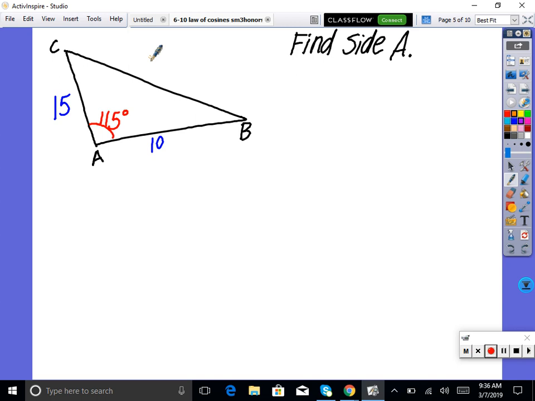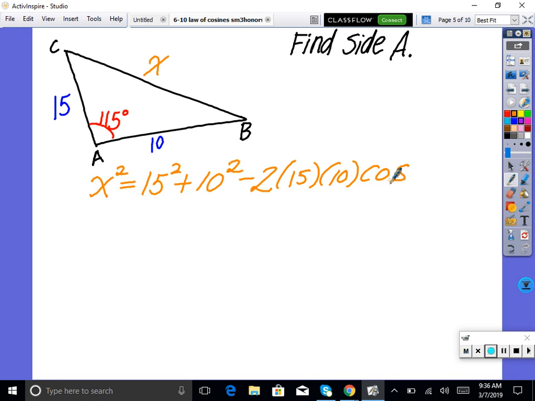So it says find side A. So let's put our x right here. Side x is what we're trying to find. We're going to start with that. So we have x squared is equal to the other side squared, 15 squared, plus the other side squared, plus 10 squared, minus 2 times 15 times 10 times cosine of the angle across from the missing side. So cosine of angle 115. Now the algebra in this one's even easier than last time. Now we're trying to get x alone. So wouldn't we just square root both sides?